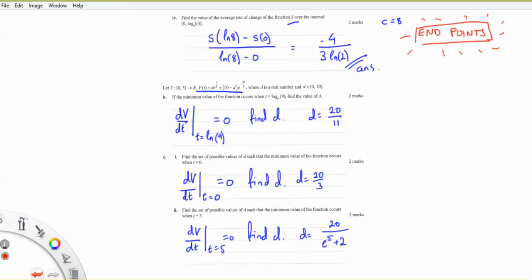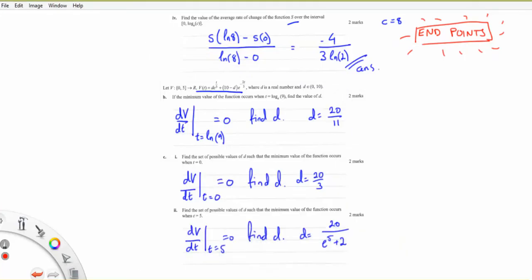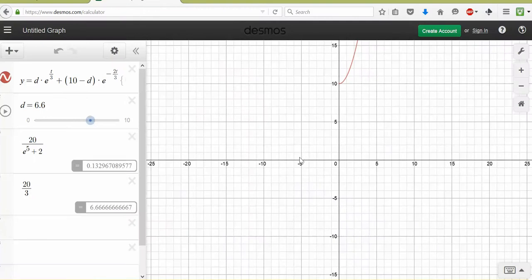That is a set, but it's a very uninteresting set. We want the set of all possible values that give a minimum when t equals 0, and all possible values that give a minimum when t equals 5. So you can set this up on your CAS with sliders to look at this, change the values of d, but I've set it up here in Desmos just because it looks a bit nicer. And also because I can't get sliders working on that emulator.